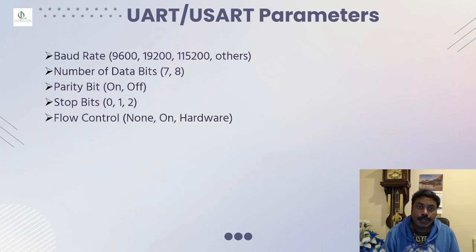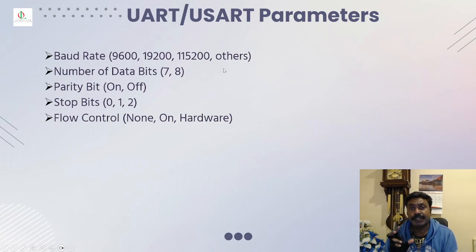Now let's move on to learning about the different parameters associated with UART and USART. As most of you would know, there are different baud rates. The most commonly heard baud rate is 9600. There is 19,200. There is 115,200, and there are others.